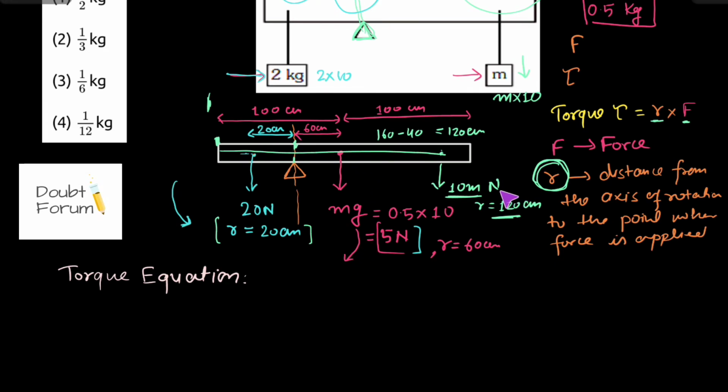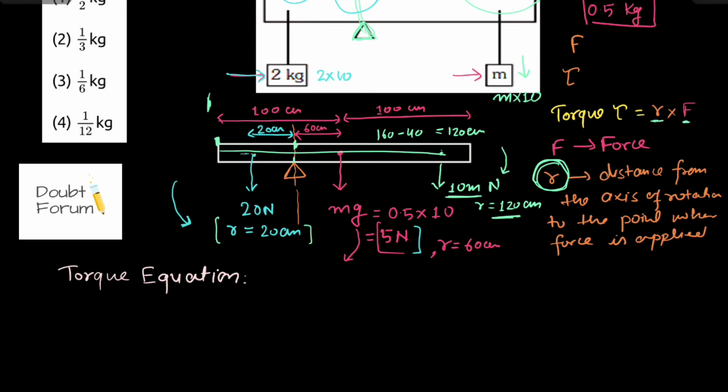Similarly, this 10 m Newton force would also create a clockwise rotation in this rod, because this 5 Newton and 10 m Newton are on the right side of this wedge, or the axis of rotation, while this 20 Newton force is acting on the left side of this axis of rotation. So this would be its direction.